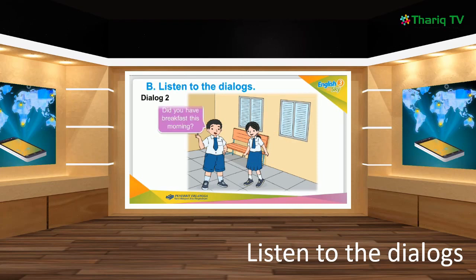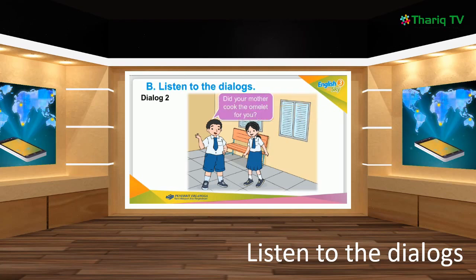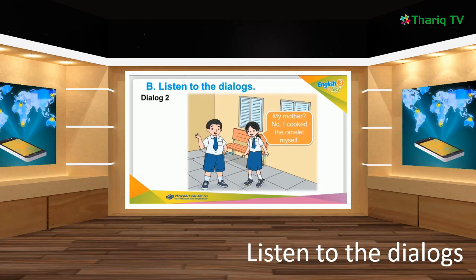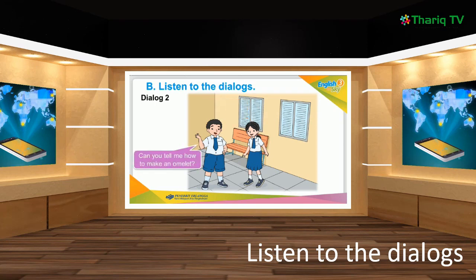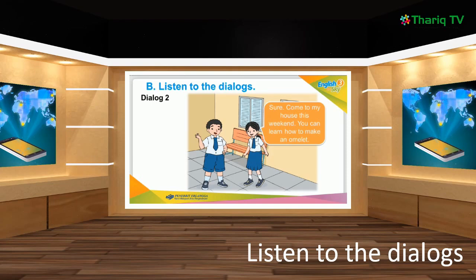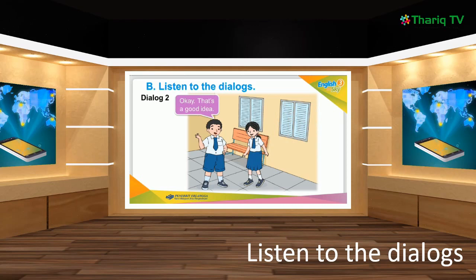Dialogue 2. Did you have breakfast this morning? This morning, I did. What did you have? Rice and omelette, as usual. Did your mother cook the omelette for you? My mother? No. I cooked the omelette myself. You've got to be kidding me. No, it's true. It's very easy. Can you tell me how to make an omelette? Sure. Come to my house this weekend. We can learn how to make an omelette. Okay, that's a good idea.